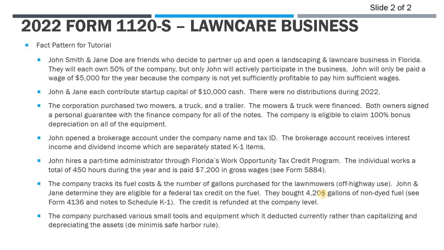What does that mean? Well, if you watch the 1065 video, the credit was passed on to the partners, and then they have to claim it on their personal returns. With an S-Corp return, the company itself is going to claim the credit and get the refund directly. And so we'll see how that different reporting works.